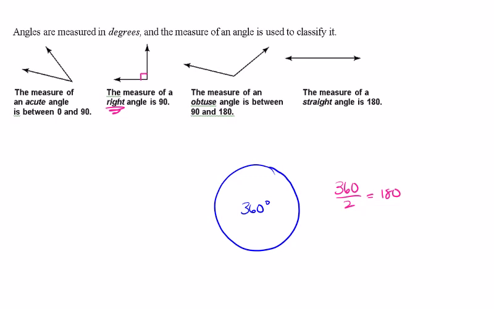Then we have the measure of an angle that's between 0 and 90, so smaller than a right angle, but it also has to be positive. That's an acute angle. So an acute angle is between 0 and 90. And an angle that's more than 90 but less than 180 is an obtuse angle. So those are our 4 angle classifications: acute, right, obtuse, and straight.